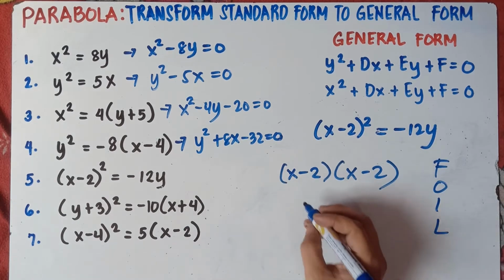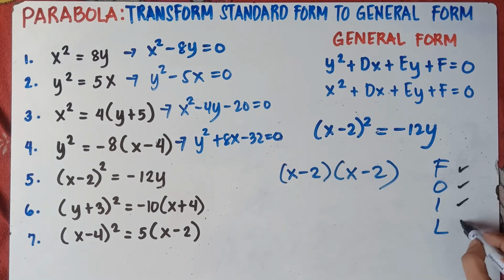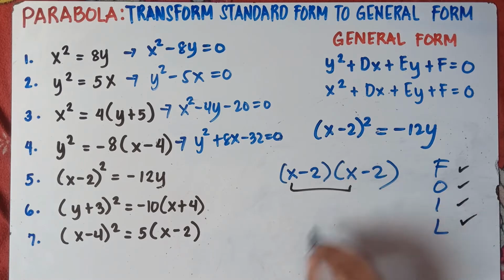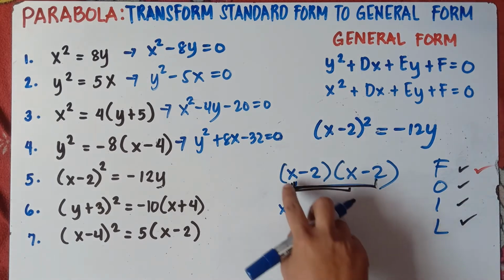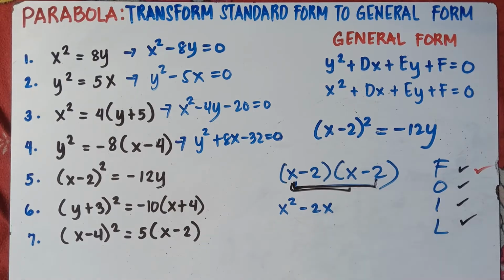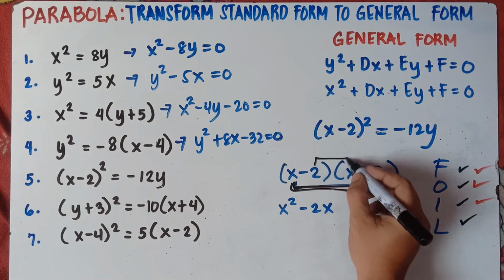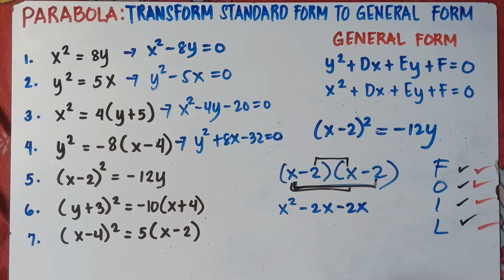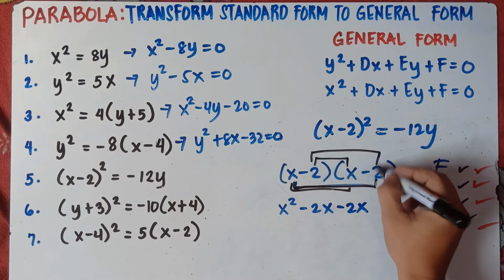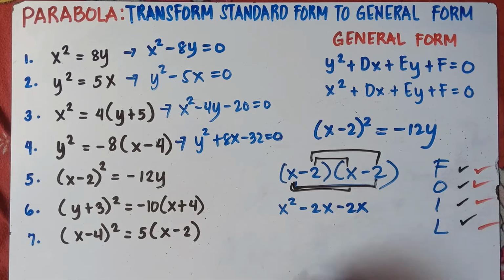So you can do the FOIL method. First, outer, inner, last. So first, x times x, that would be x squared. Alright, we're done with first. Outer, x times negative 2. Positive times negative, that would be negative 2x. We're done with outer. Inner, negative 2 times x, that's negative 2x. And then last, negative 2 times negative 2. Negative times negative, that would be positive 4. So negative times negative is positive.